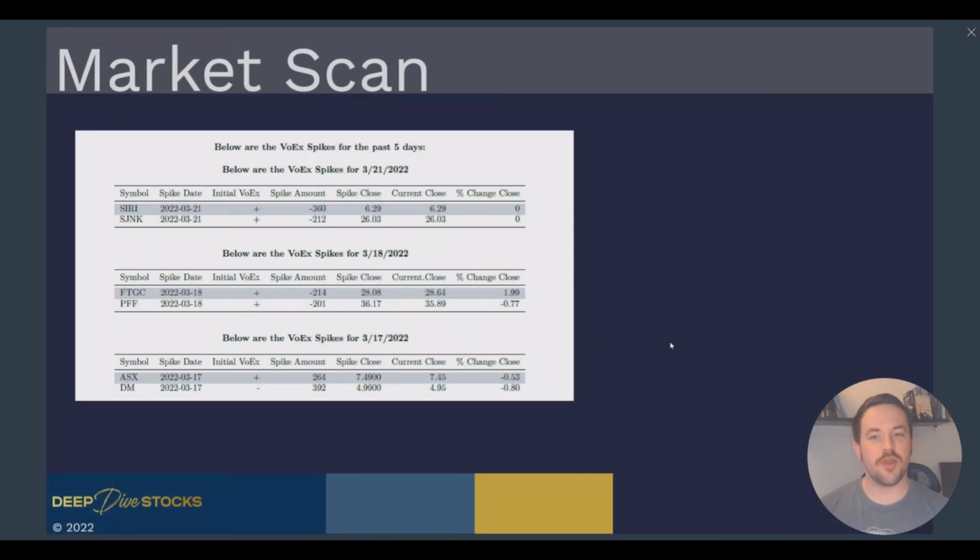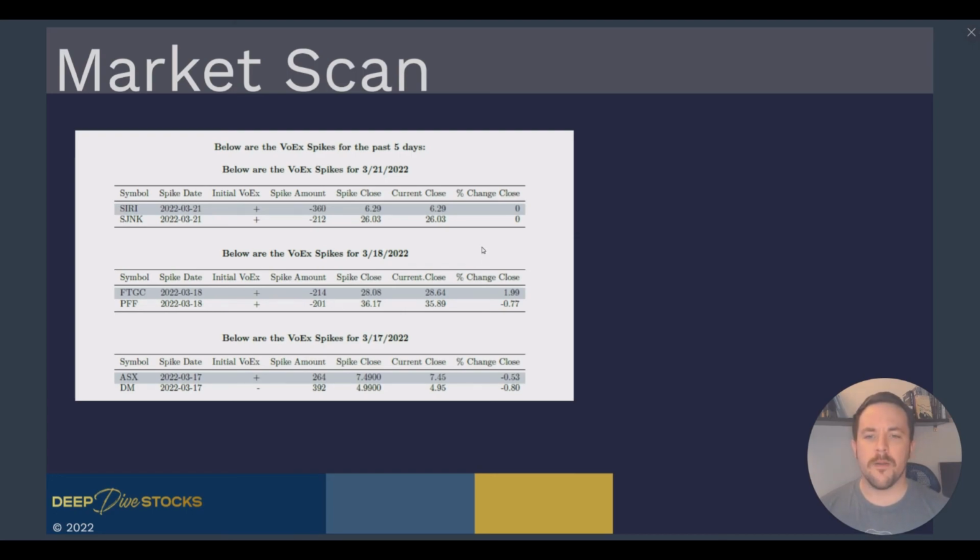So this is an example of a market scan. It gives a list of the VoEx spikes that have occurred on that day. For instance, this is the market scan from March 21st, 2020. And we see that these two stocks have experienced VoEx spikes. It lists the initial VoEx, and it lists the spike amount. So these are negative spikes, which means the VoEx spike shot down. This is the closing price on the date of the VoEx spike, and this is the current closing price. And then the change in the closing price from the closing price of the spike to the current.